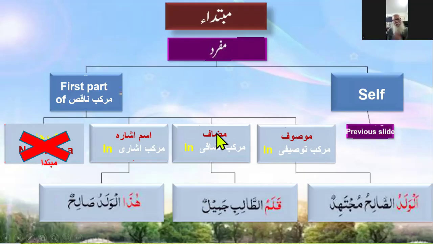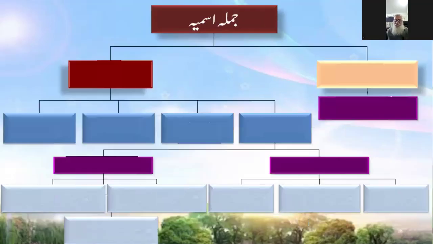Anything can be mubtada except murakkab jari and zarf. Okay. We talked about the mubtada. Let's talk about the khabar.